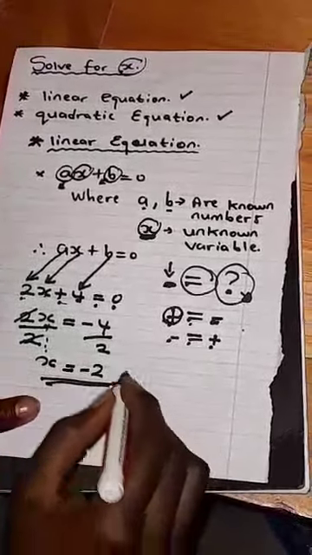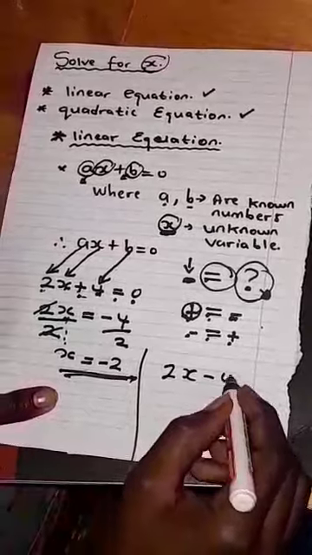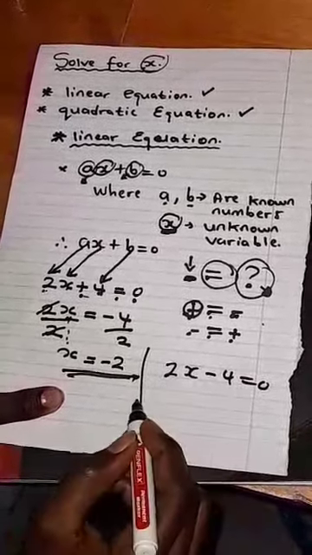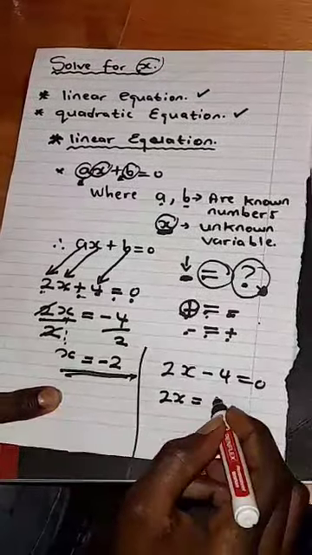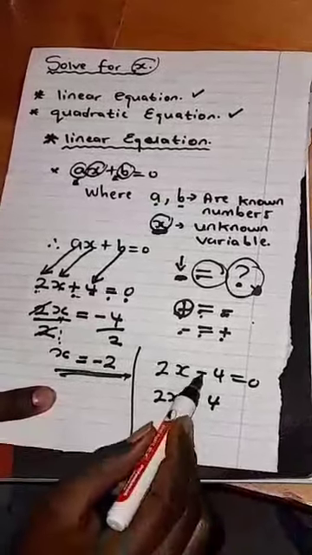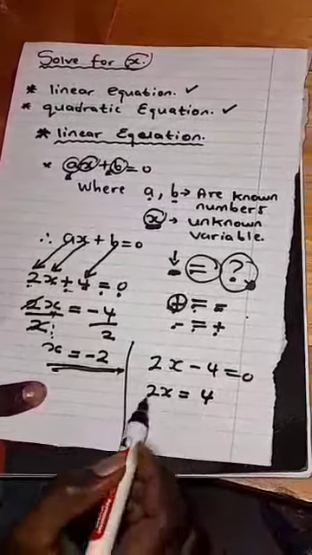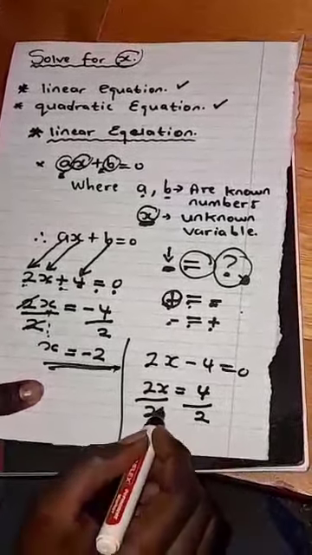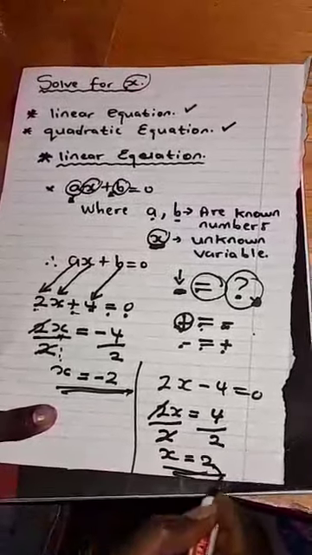So let's take 2x minus 4 is equal to 0. For you to solve for x, 2x is equal to positive 4, because this negative 4, when it jumps to this side, becomes positive 4. First we divide both sides by the coefficient. This one cancels, then x is equal to 2. So this is the value of x.